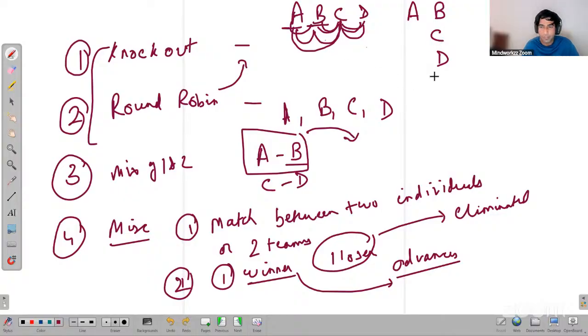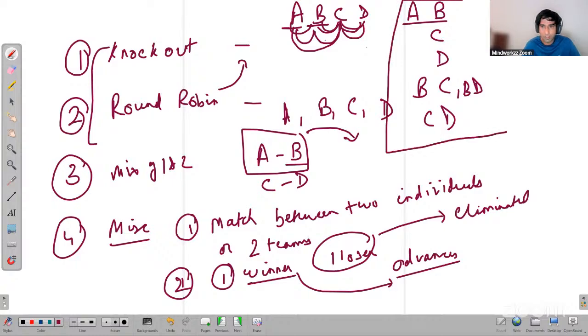So A plays with B, C, and D. Then B plays with C and D, because you've already counted B playing with A, right? Then you have C playing with D. A question based on similar logic of knockout and round robin came in CAT 2024 slot 1 as well. So this is a very important chapter which you should know about. Essentially, round robin is about everybody playing each other once.